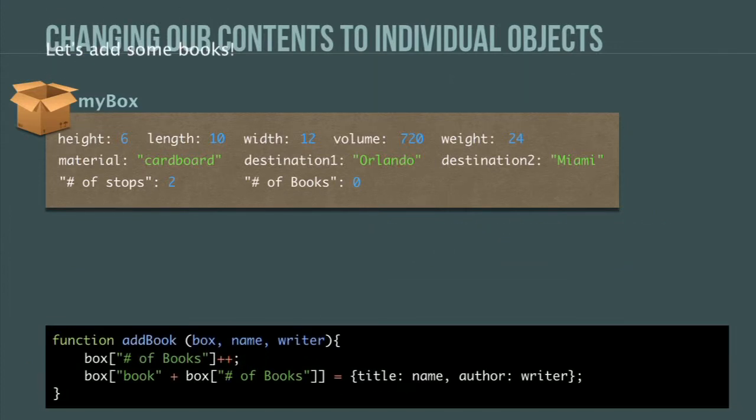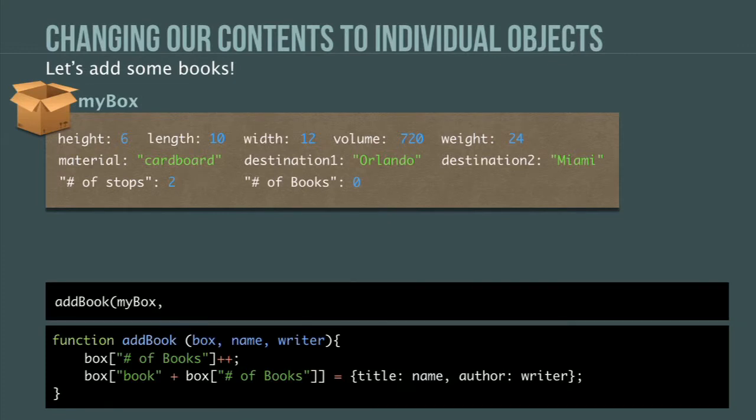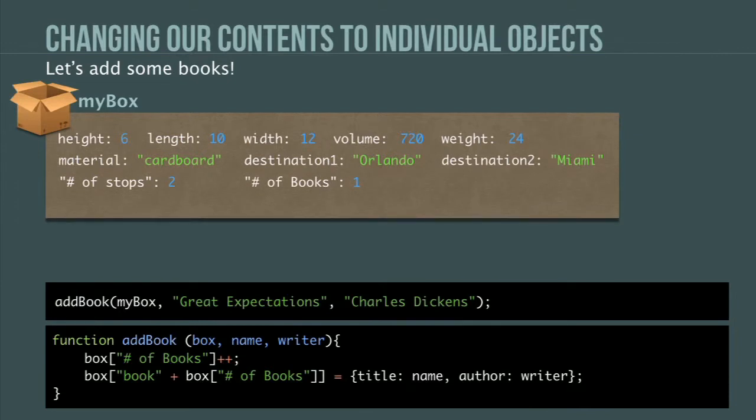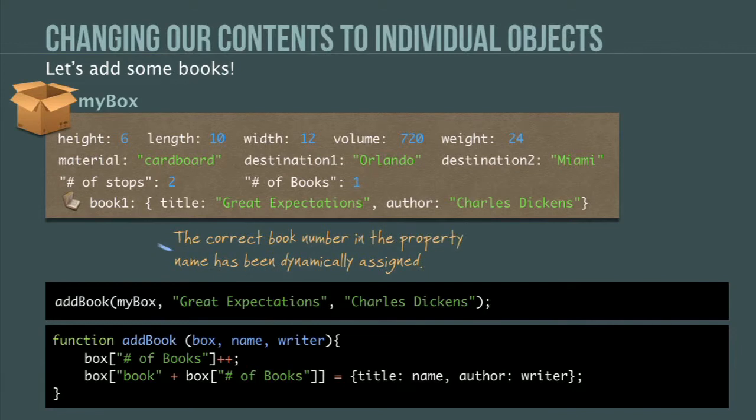Now we're getting ready to add some books. Let's do it. We'll call addBook, and we'll pass in myBox because that's the box we want to add the book to. We're going to add Great Expectations by Charles Dickens. First thing that happens is our number of books gets increased to 1, and we get a fresh book object inside of our myBox. Notice that the correct book number in the property name has been dynamically assigned. How cool is that?